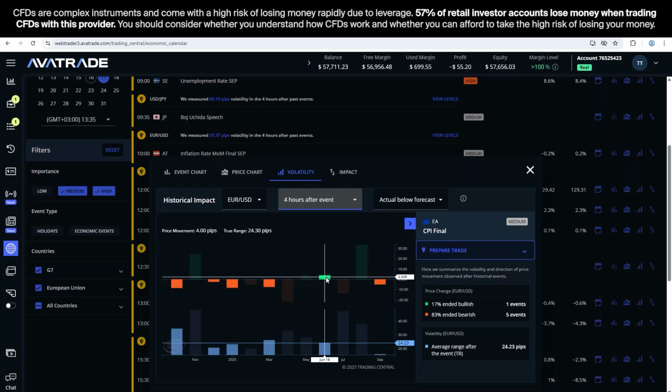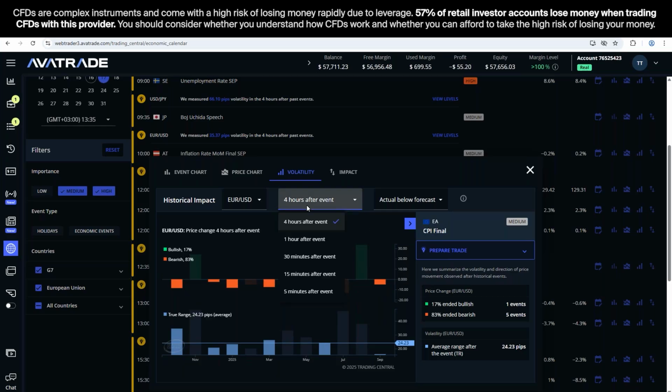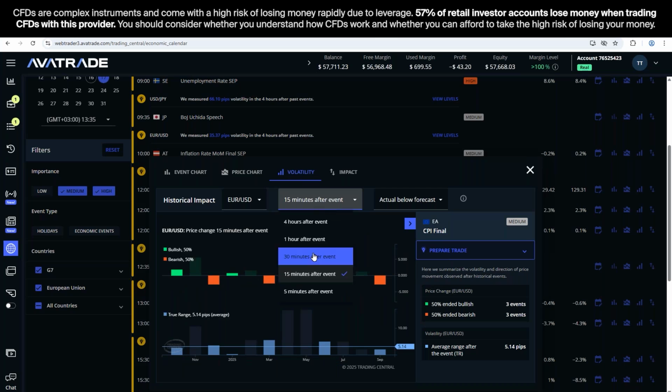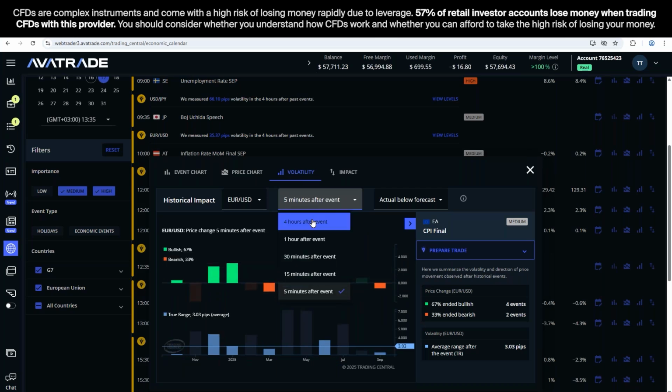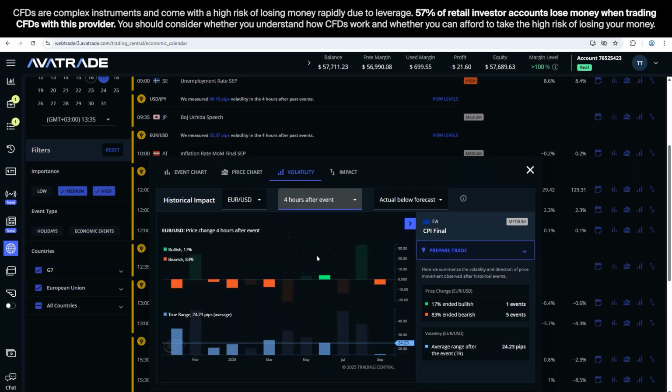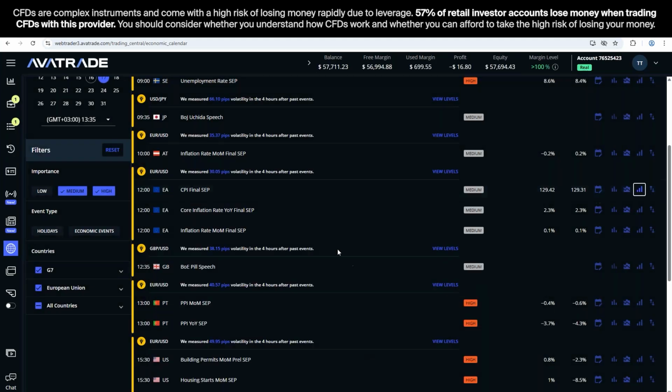So on this Euro USD, if the CPI comes in below forecast, what we see is a false movement in the first 15 or 5 minutes, and then the movement that you might expect in the longer term, the Euro weakening with weak CPI data and ending up down the majority of the time. Okay, so it's very easy to work out a trading strategy with this type of data.